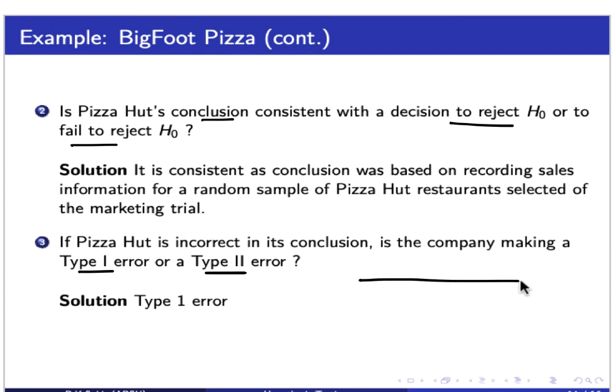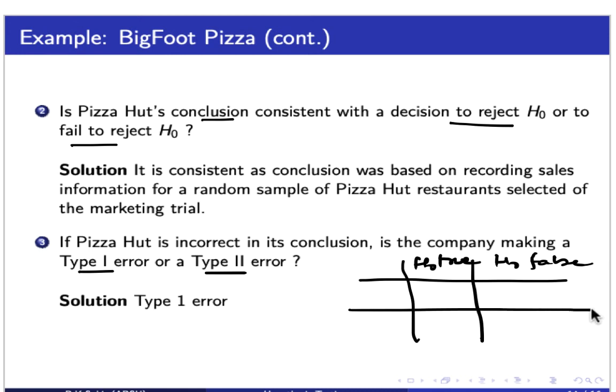So if the Pizza Hut is incorrect in its conclusion, now, is the company making a type 1 or type 2 error? Okay, let's go ahead and make a little table. H0 true and H0 false. Now, true means that there has not been an increase in the percentage sales. But what was their conclusion? They said no, our mean percentage sales have increased. So if their mean percentage sales have increased, what does that mean? That means they will reject the null hypothesis, right? So this is a type 1 error.